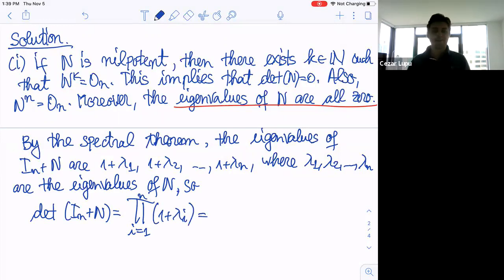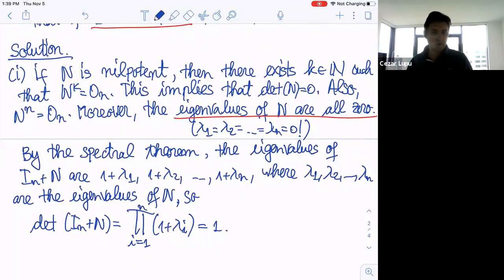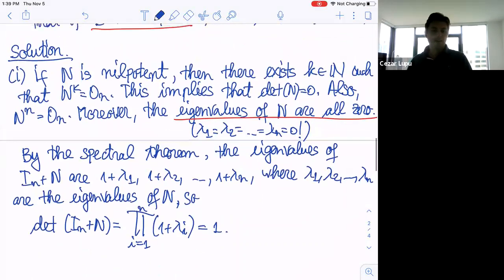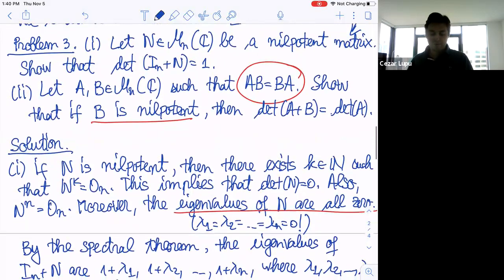But we know that the lambdas, the eigenvalues of N, are 0. So let me write it here. Lambda 1 is the same as lambda 2, is the same as lambda n, equals 0. So this product will be what? Will be 1. That's it. That's exactly what we wanted to prove. You see, it's just a collection of well-known facts, and this will give you, of course, modulo the spectral theorem. All right. So that's the first part.